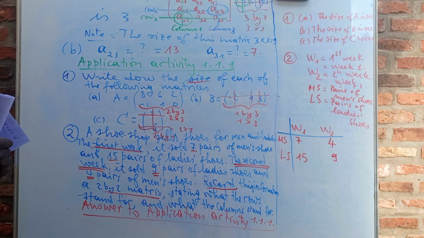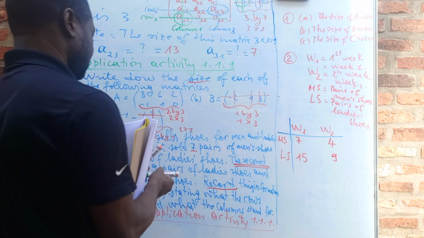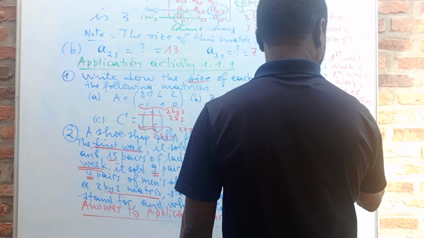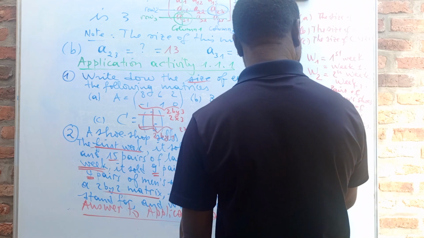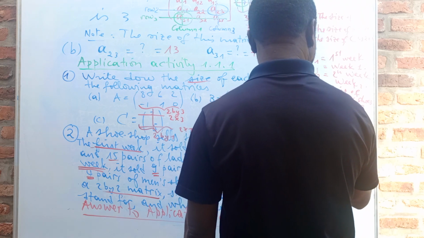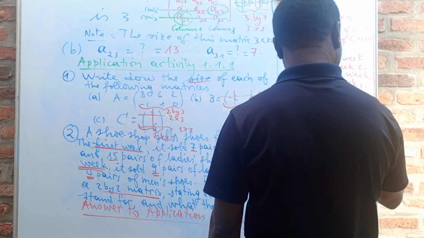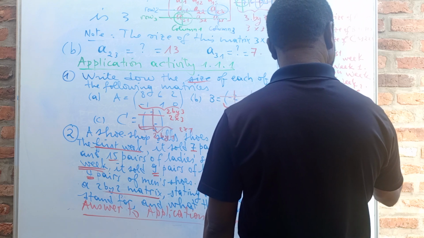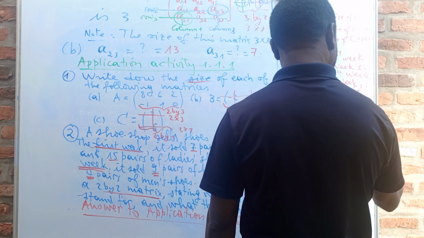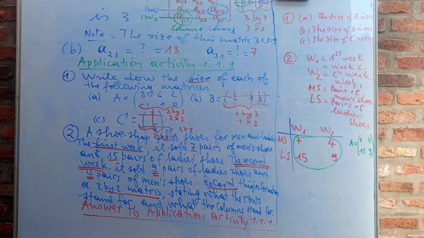So now what we have here is the matrix. Let us call this matrix A. We can write it like first column 7, 15, second column 4, 9.